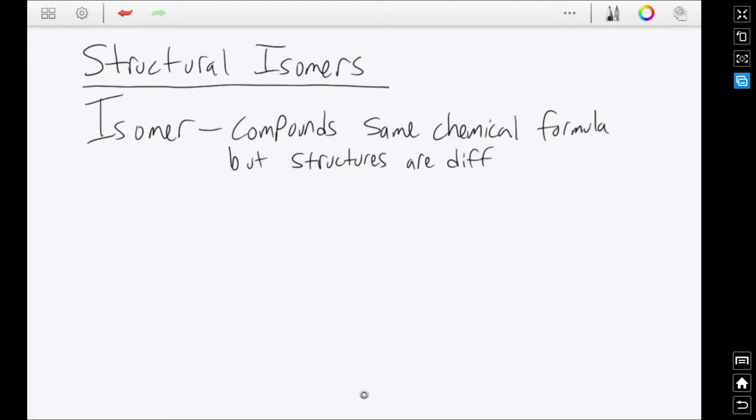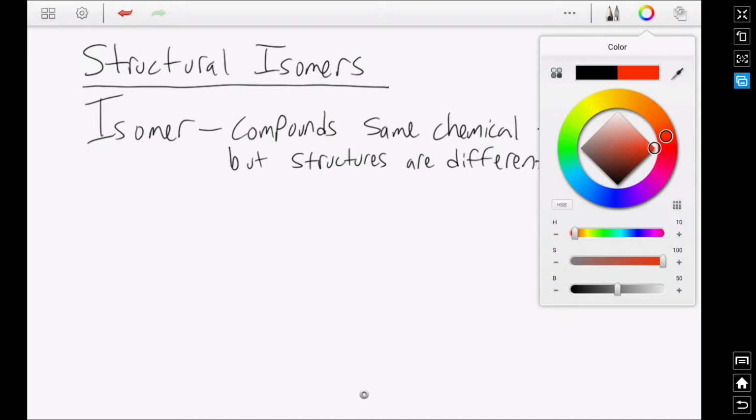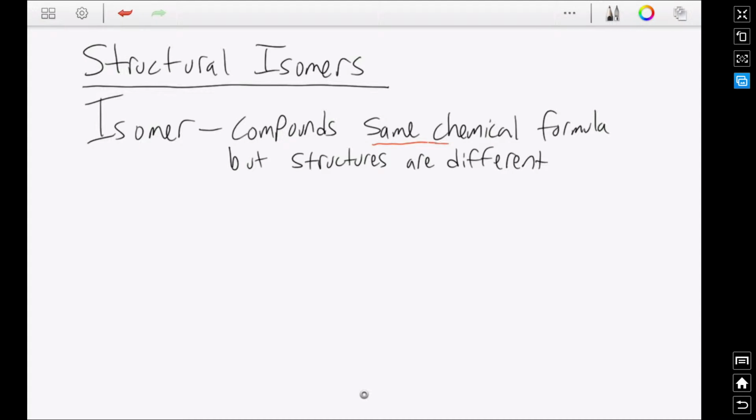Some of you might be wondering, well, how's that possible? We'll go through a few examples of it, and there's actually several different types of isomers. The structural isomers is one type, and then we'll talk about geometric isomers and optical isomers as well. The idea is that these compounds have the exact same chemical formula, so they're made of the exact same number of elements and exact same types of elements. But the elements are arranged in a slightly different manner so that the structures are entirely different.